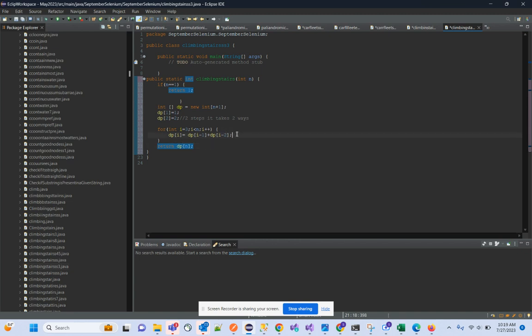So this is just one formula, but you have to understand why we are storing those steps, dp1 and dp2, why we are storing them, and how we are coming to a conclusion. So this is a very important question and a very easy question, and O of n is the time complexity and O of n is the space complexity.